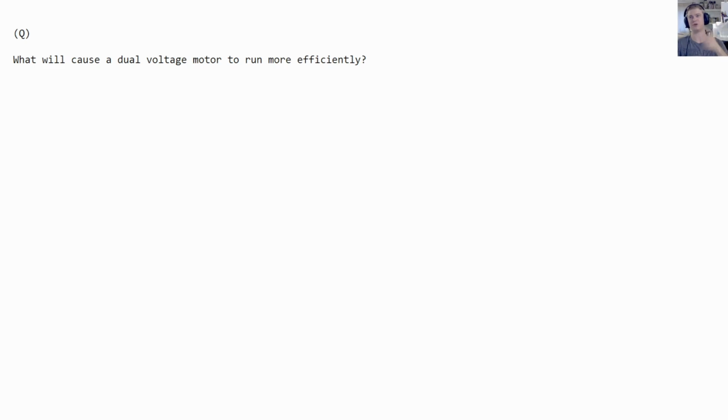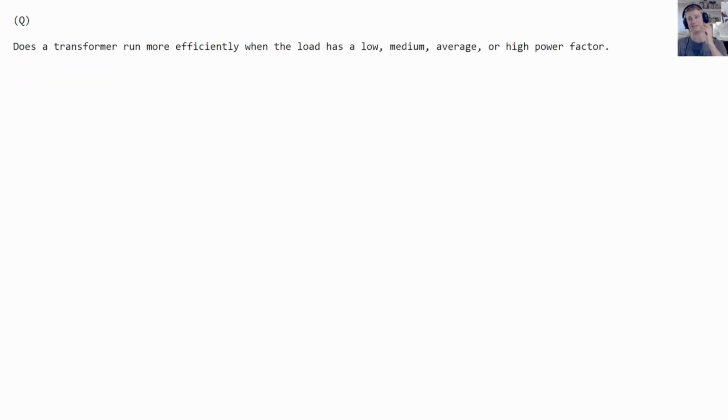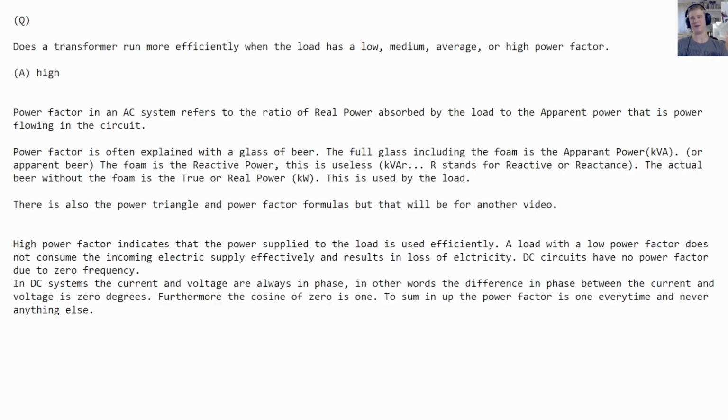Next question, what will cause a dual voltage motor to run more efficiently? And that would be higher voltage. Next, does a transformer run more efficiently when the load has a low, medium, average, or high power factor? And that would be a high power factor.